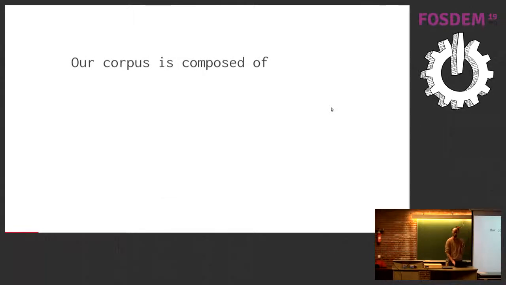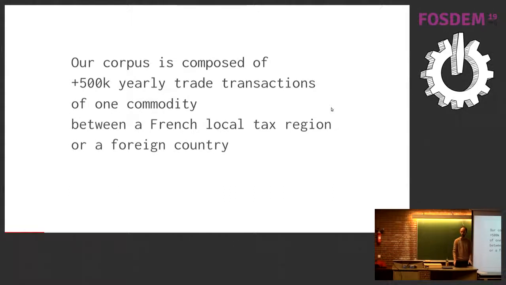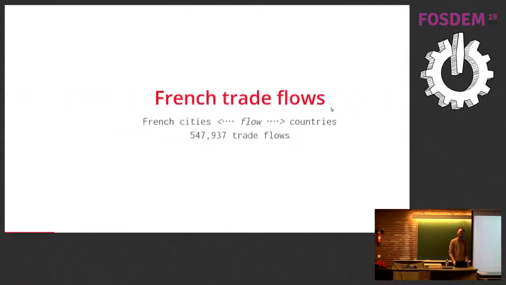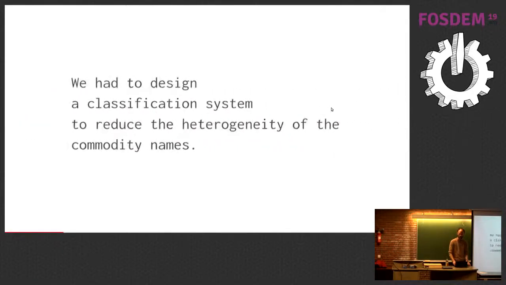So our corpus, our data, is composed of more than 500,000 yearly trade transactions of one commodity between a French local tax city and a foreign region or country. We have all those data along the 18th century, so our data resolution in time is yearly. We have those flows between French cities and countries, 547,000 of them. And then we had to design a classification system to reduce the heterogeneity of the commodity names.